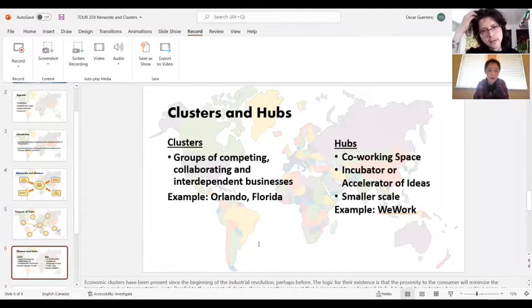So I'm going to talk about further into what a cluster and a hub is and their similarities and differences. So the clusters, all the economic clusters have been present since practically the beginning of the Industrial Revolution. Think about a city like Manchester, in which there were a lot of companies who decided to make that city like a cluster for the industry, right? So if we had to read the definition, the cluster is a group of competing, collaborating, and interdependent businesses.